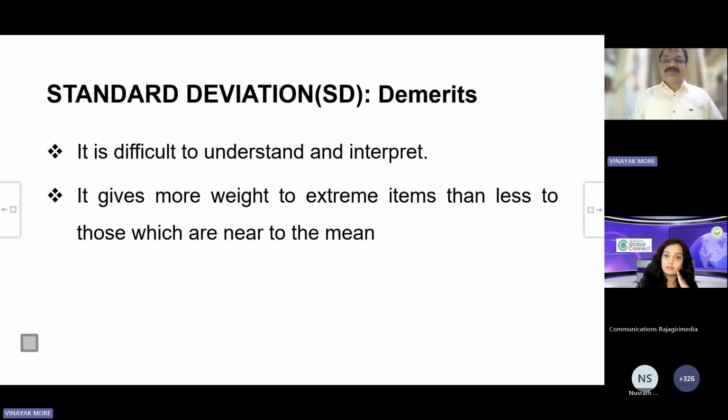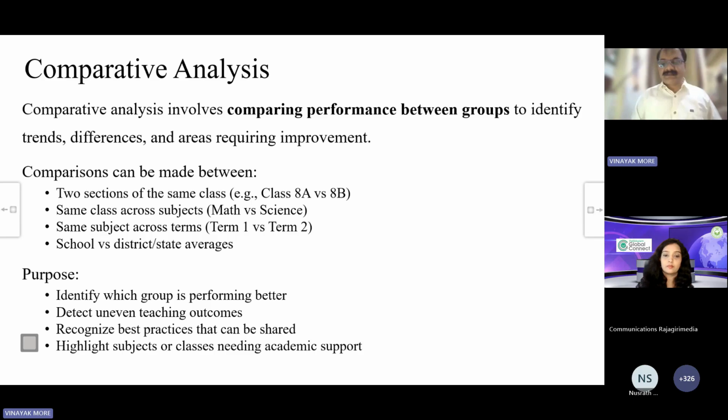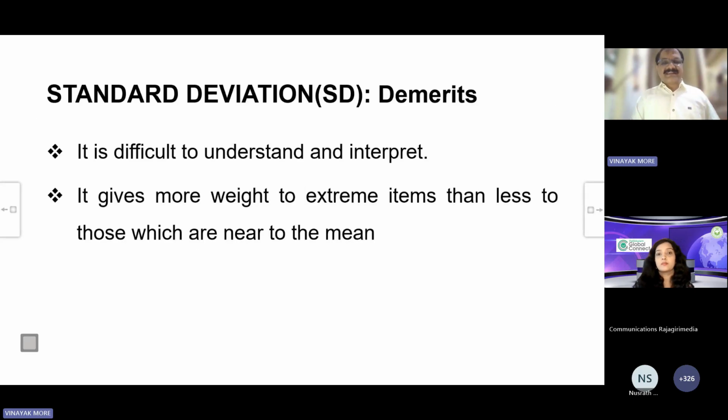It gives more weight to extreme value items than to those nearer to the mean, because we are finding the difference. We are finding the variance. So extreme data is compared. Okay, so these are the statistics.